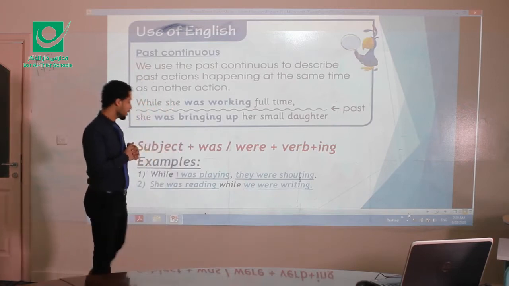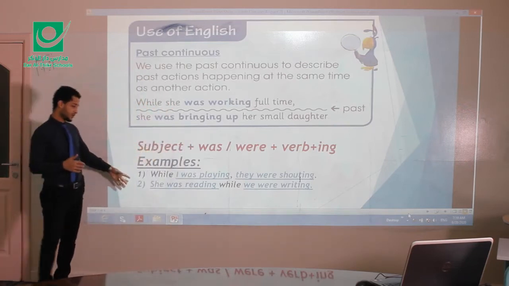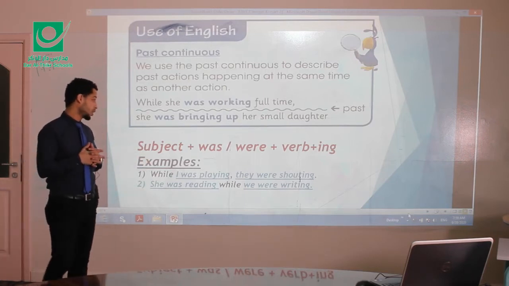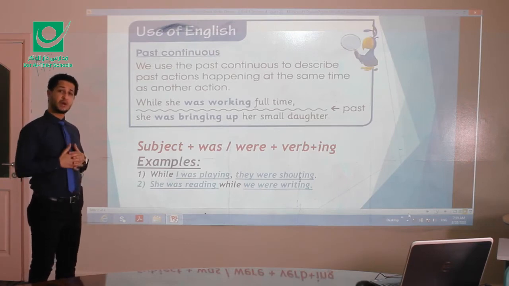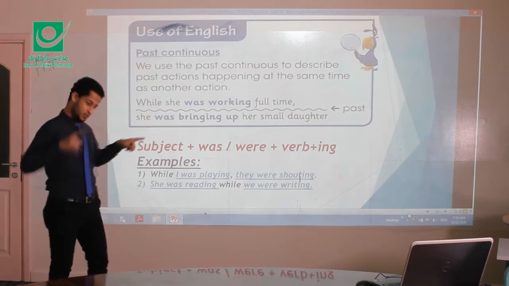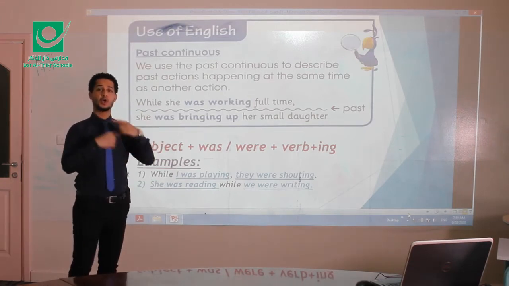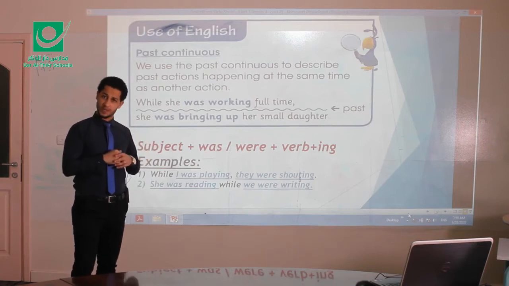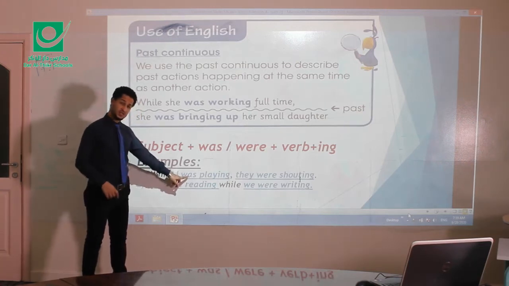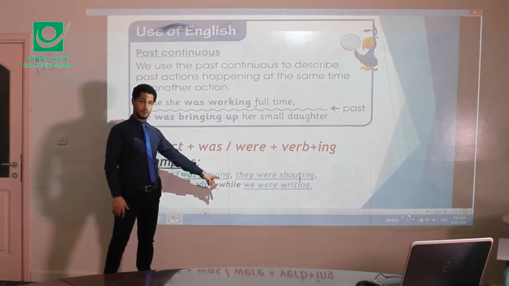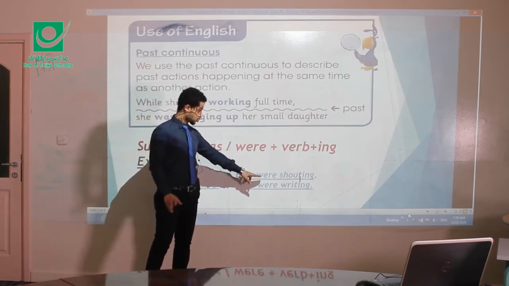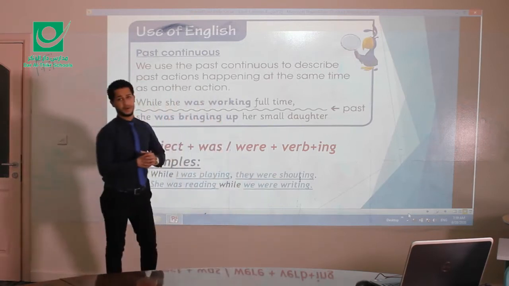Okay? Let's see two examples. Example number 1. While I was playing, they were shouting. What does it mean? It means I was playing and they were shouting, and the two actions were continuous together in the past. Okay? Look at the form. I, then was, then we add ing to the verb. The second sentence, they, and then were, not was, and then we add ing to the verb.